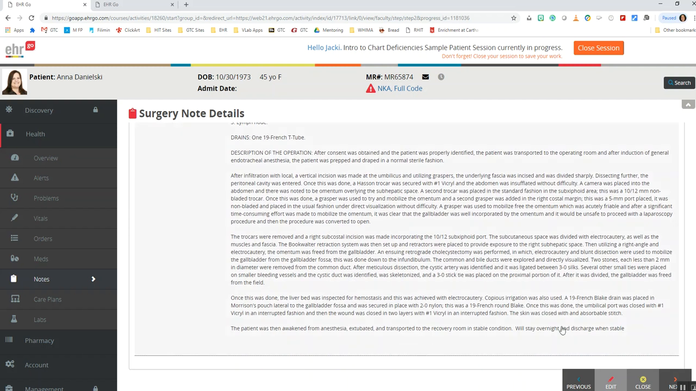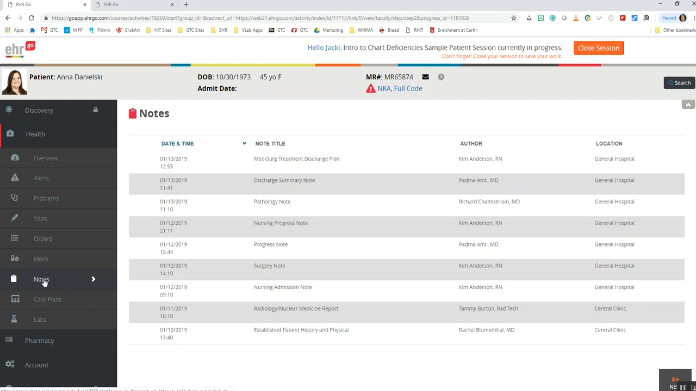And we don't see any signature here. So we need to query the physician about this operative report. It is deficient in every area. And we need to query the physician. Was the author the RN? Or did the physician actually dictate this? And when are they going to sign it? So that's a deficiency.